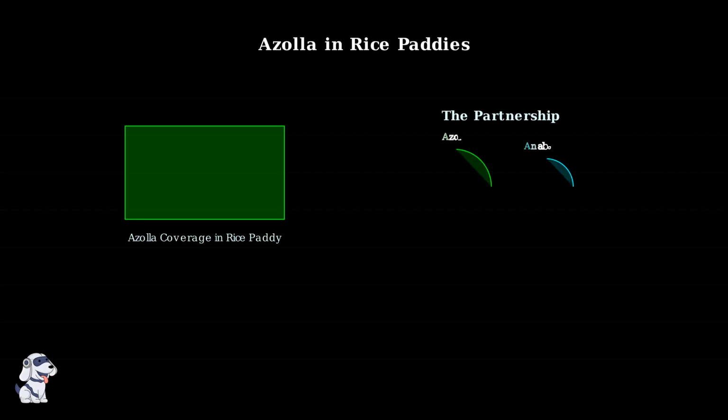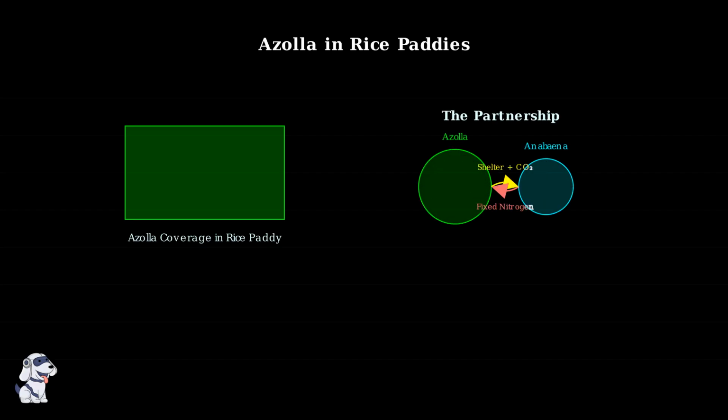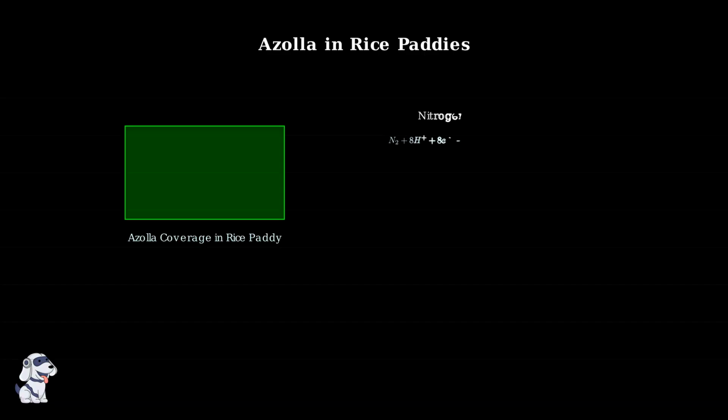The partnership works like this. Azolla provides Anabaena with shelter and carbon dioxide. In return, Anabaena converts atmospheric nitrogen into ammonia that Azolla can use for growth. This creates a self-sustaining nitrogen factory. Anabaena uses the enzyme nitrogenase to convert atmospheric nitrogen gas into ammonia. This process requires significant energy, which is why the partnership with Azolla is so beneficial. Azolla provides the energy, while Anabaena provides the nitrogen.